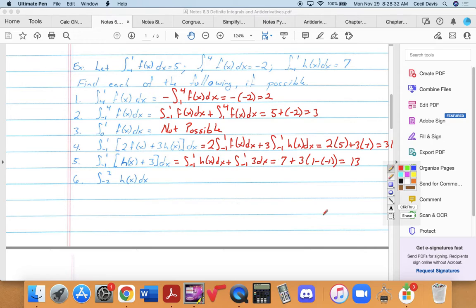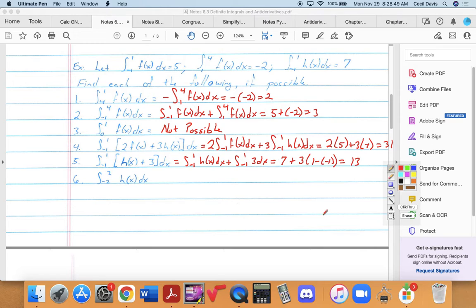I'm not looking for area here. I'm looking for the value of the integral. If I'm looking for a specific area, I have to take into account where the integral is going to count things as positive and where the integral is going to count things as negative.